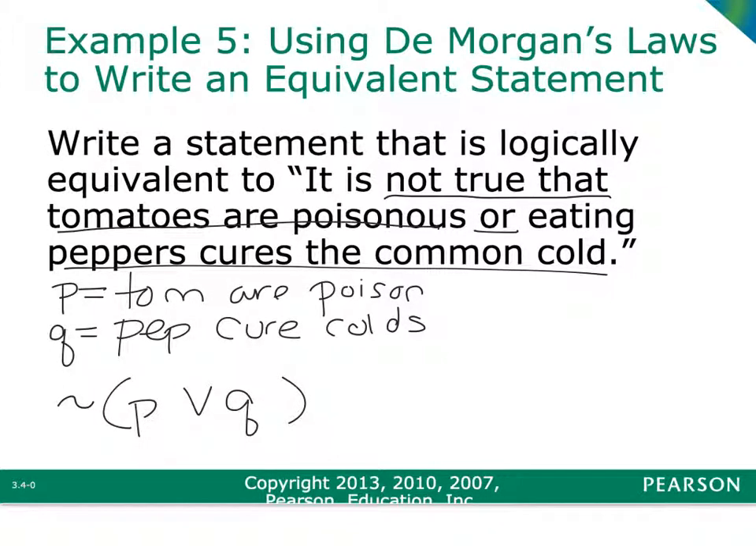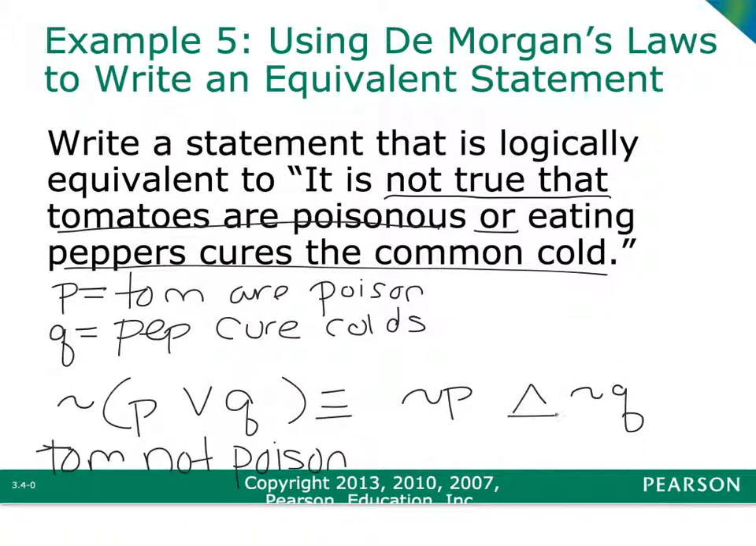Okay, well, you should notice, hey, this looks a lot like De Morgan's statement. So according to De Morgan, I can just distribute my little negation on the P and on the Q, and then I can switch my symbol from an or to an and. So now you have to apply that with words, okay? So what you've done is you've done the negation of P. So that would be that tomatoes are not poisonous, and you did the negation of Q. That would be peppers don't cure colds. So you've used De Morgan's law, and they are equivalent statements. You don't have to prove it. You've used it appropriately, and you've saved a bunch of time.